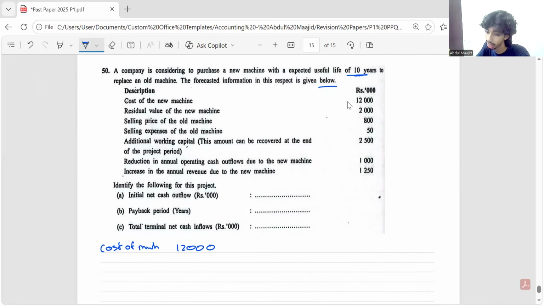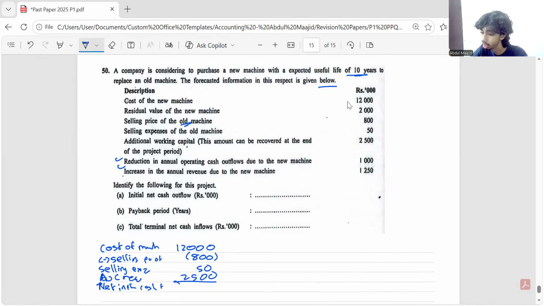Selling price of the old machine 800, that's the inflow, right? You have to deduct. Then selling expense of the old machine 50, that's the outflow, you add. Additional working capital requirement 2,500. And these two are annual cash flows. Then what will be the net initial cash flow? 12,000 minus 800 plus 50 plus 2,500, that is 13,750.